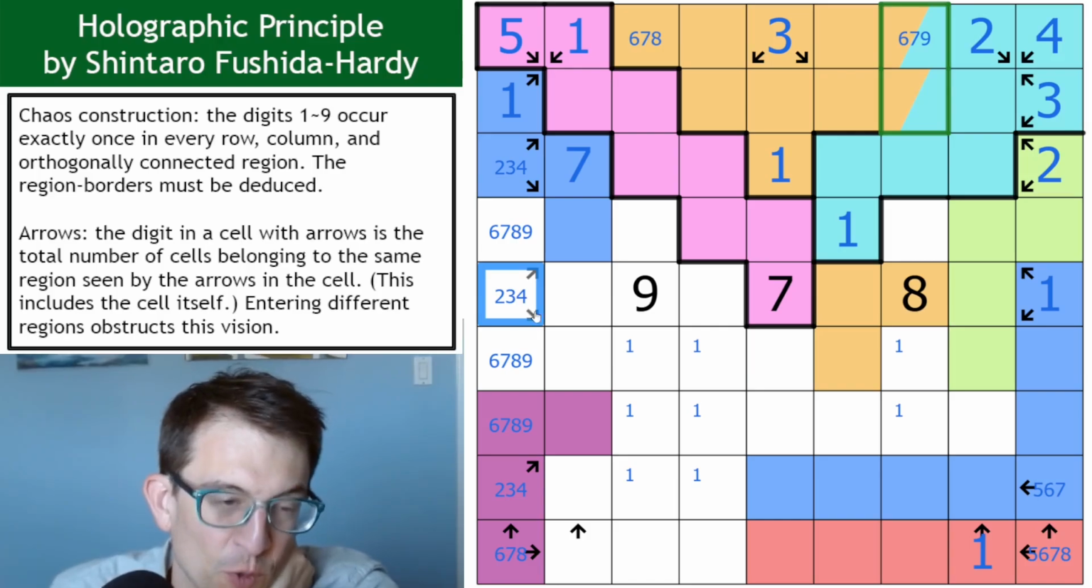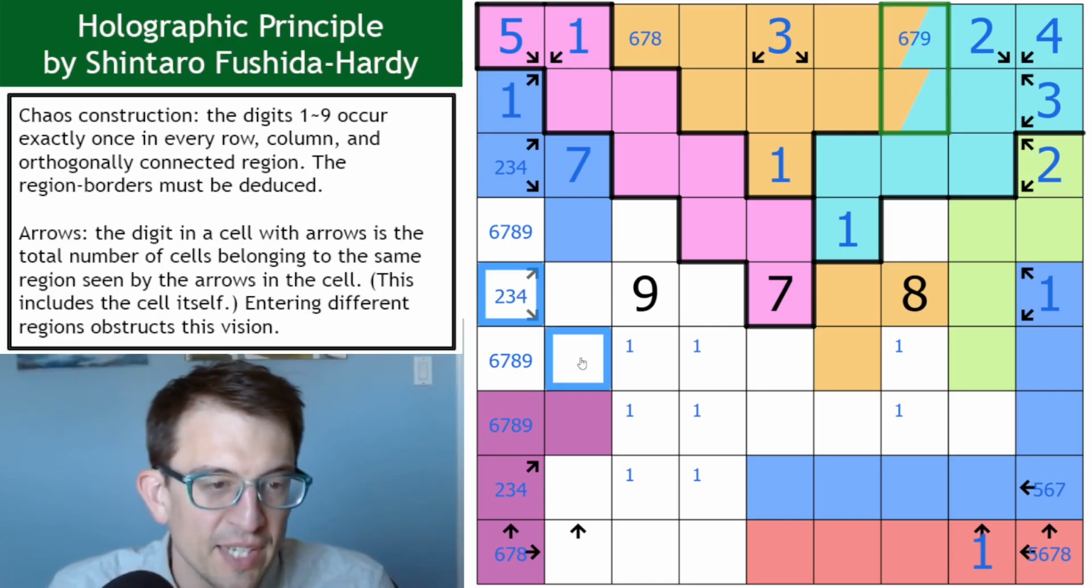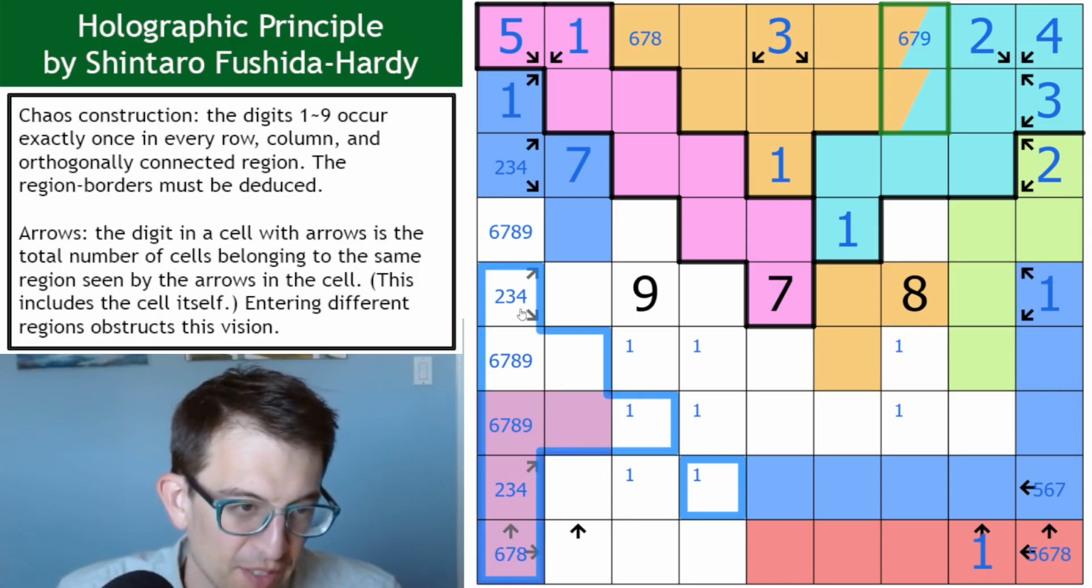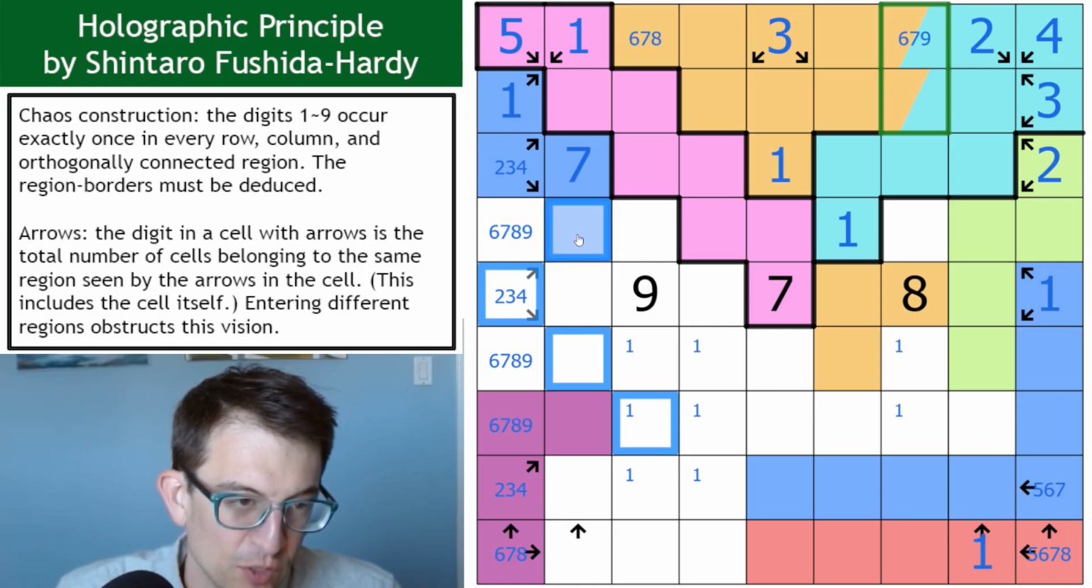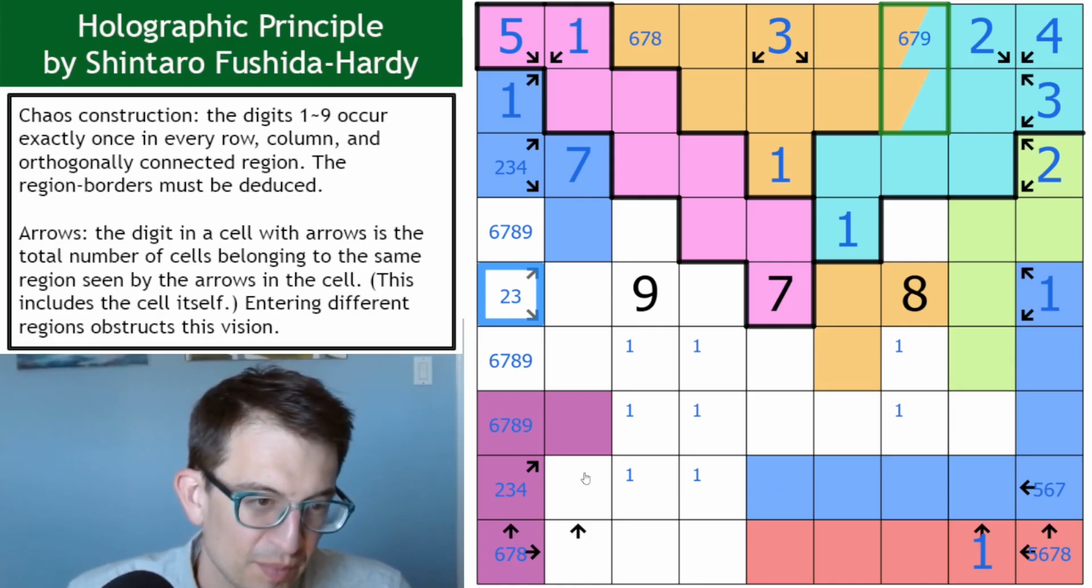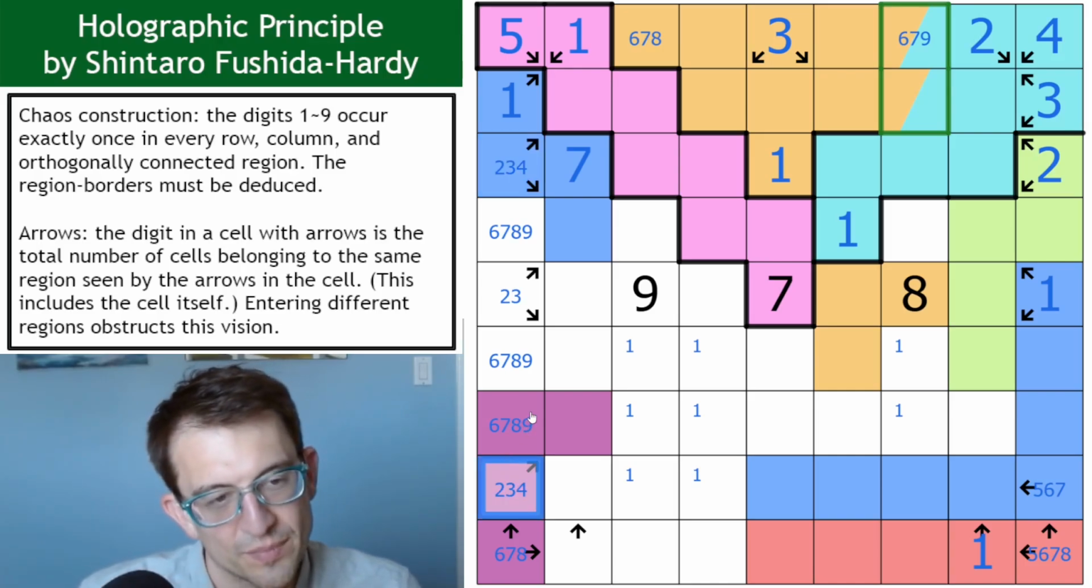So if this is a 4, if it takes these 4, it has to be part of purple. So it would look like, which doesn't work. And if it's those cells as part of blue, 1, 2, 3, 4, 5, 6, 7, 8, 9, and it can't connect here. So this is not 4. But now I think either of these could be 4.